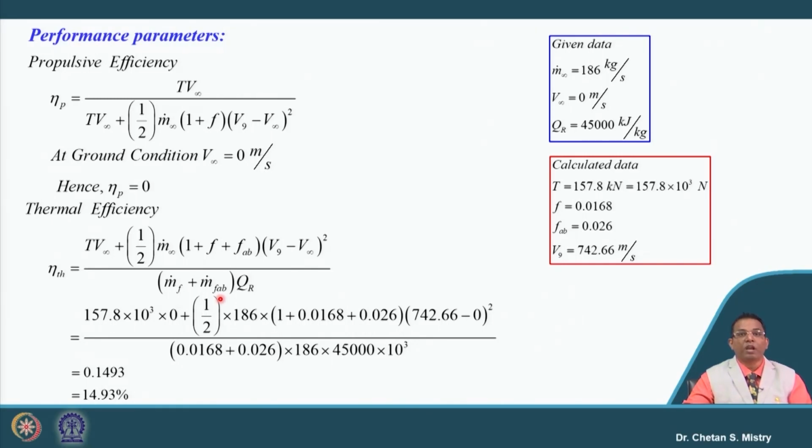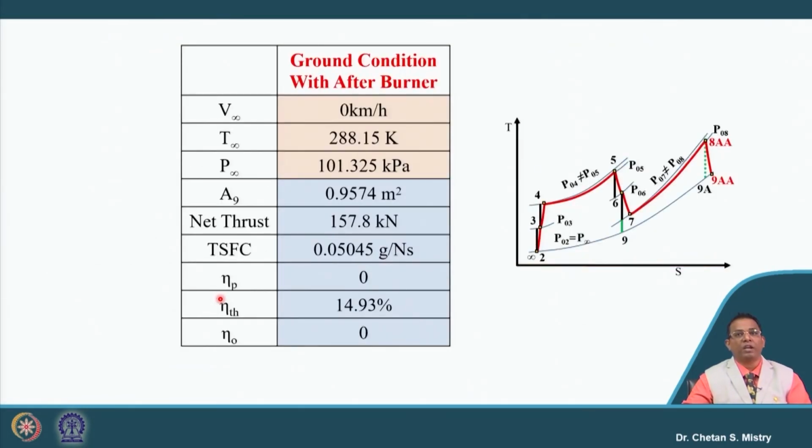Now, an important parameter for us is overall efficiency, or we can say thermopropulsive efficiency. Since my propulsive efficiency is 0, the overall efficiency also comes as 0. So, this is the way in which we calculate our performance parameters. We need to be very careful in the selection of fuel air ratio. Okay. Now, let us try to put this in our understanding.